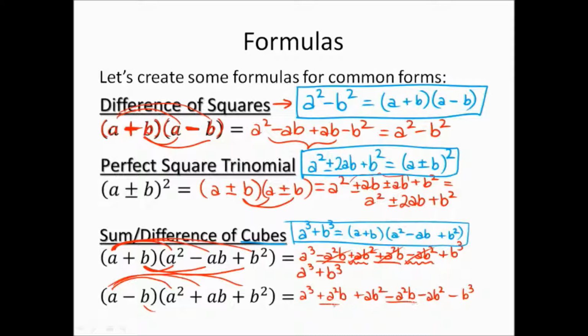Positive A squared B minus A squared B, gone. AB squared minus AB squared, hey, look at that, they're gone. So A cubed minus B cubed is the result of that. So this is a difference of cubes. So if you had a minus here, how would that change the following signs? You'd have A minus B and A squared plus AB plus B squared. So there you go. These are the three main special formulas to look out for.